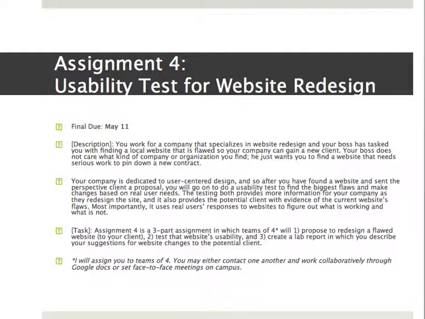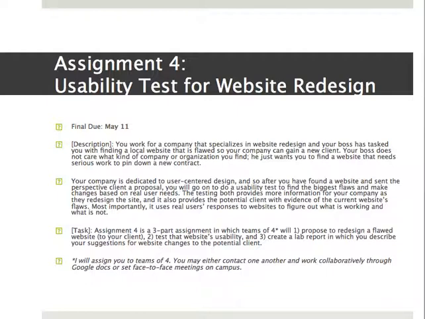So let's break that down into the actual tasks. Assignment 4 is, like I said, broken down into 3 parts in which teams of 4, so you will be working in groups, will 1, propose to redesign a flawed website to your client, 2, test the website's usability, and 3, create a lab report in which you describe your suggestions for website changes to the potential client.